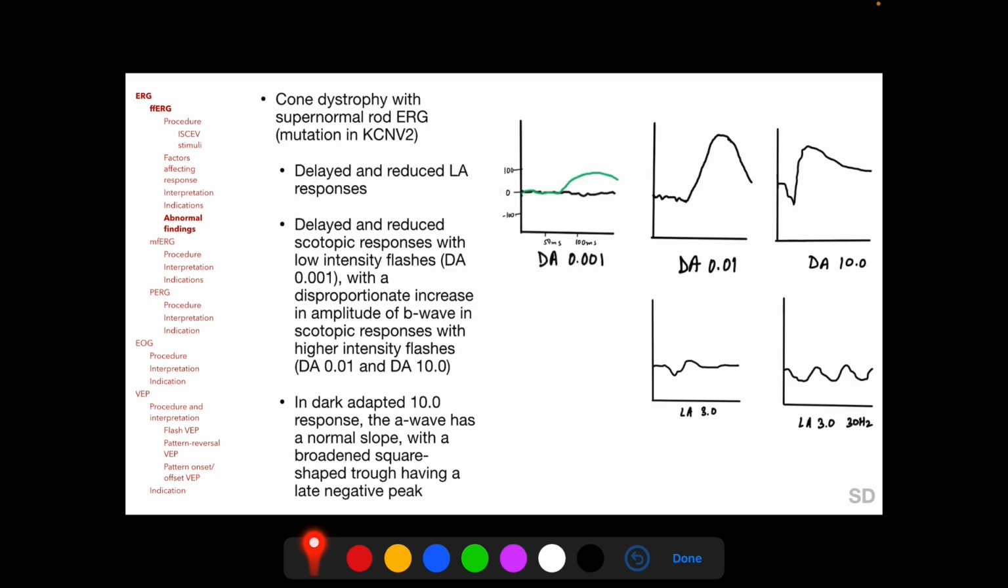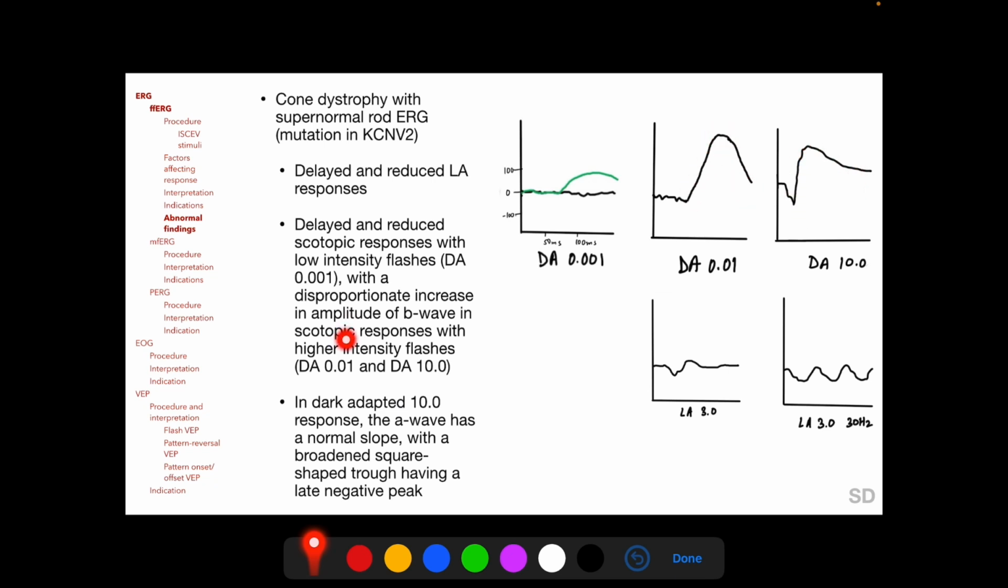The second entity in which ffERG is pathognomonic is cone dystrophy with supernormal rod ERG responses, which have delayed and reduced light adapted responses, and in the dark adapted responses with low intensity flash such as DA 0.001, the response is delayed and reduced as compared to normals, with a disproportionate increase in amplitude of the B wave.